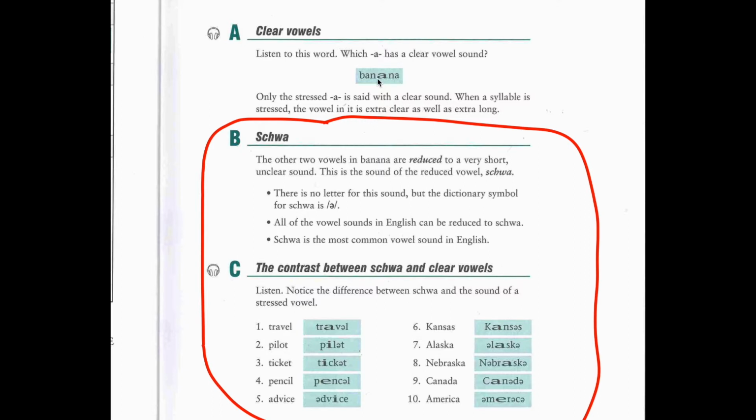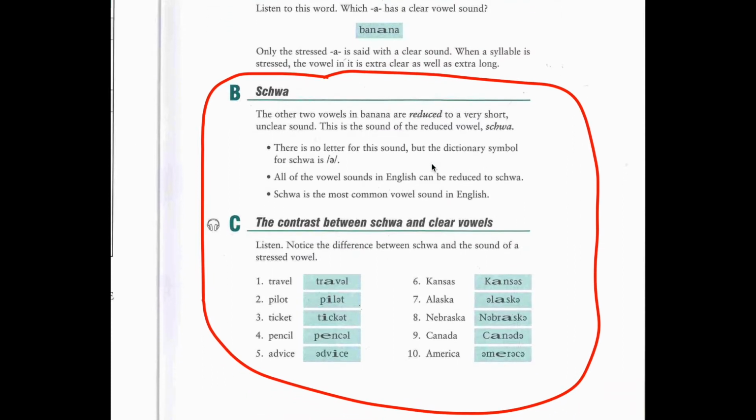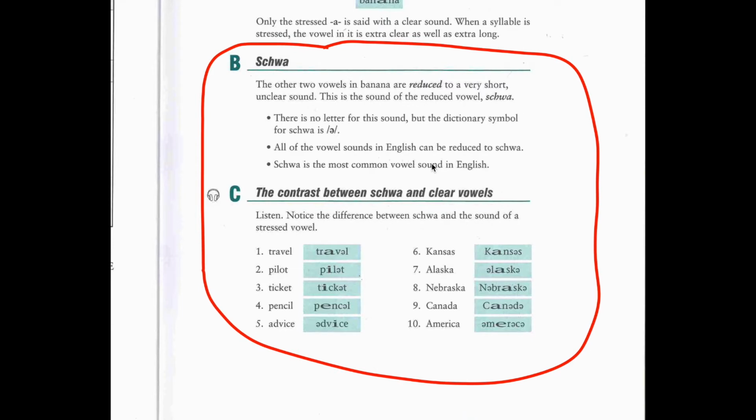So in this case, what we're going to be talking about in this video is how can we reduce the other sounds in that word. And again, that is where we use the schwa. So let's take a look at what the schwa is. So again, in the word banana, we notice that one syllable was stressed, but the other two vowels in banana are reduced. And they're reduced to a very short, unclear sound. So again, the name of that sound is called the schwa sound.